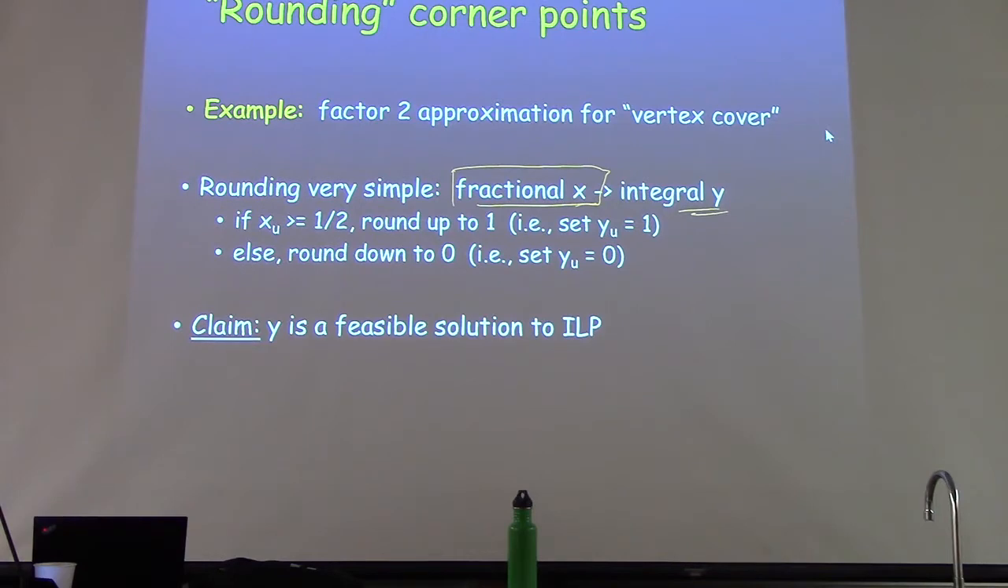So what is x? x contains x1 through xn, where n is the number of vertices. Maybe all are half or something like this, so half and 0.1, 0.8, some numbers like this. This is what x looks like. And we said that starting with this, you produce a y, where y has a 1 when the corresponding x is at least half, and 0 otherwise.